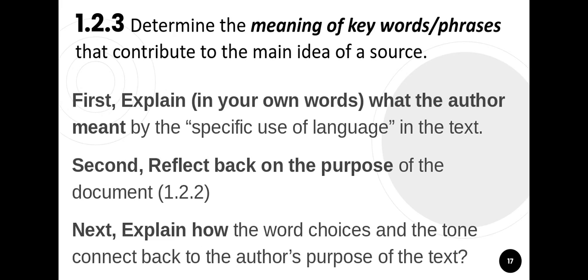But if you notice in the standard, it's not just determine the meaning of key phrase, period. It is determine the meaning of the keyword or phrase and how it contributes to the main idea of the source. So the second thing you need to do is reflect back on the purpose of the document. This is what you would have done for skill 1.2.2. What is the purpose? And the next thing you're going to do is explain how the meaning of the words or the phrase contributes to the purpose of the document. So explaining how the word choices and the tone connect back to the author's purpose of the text.